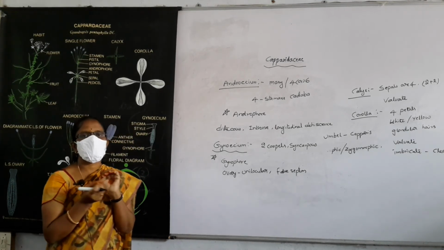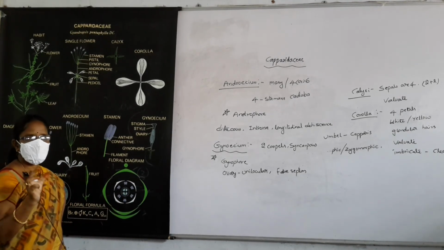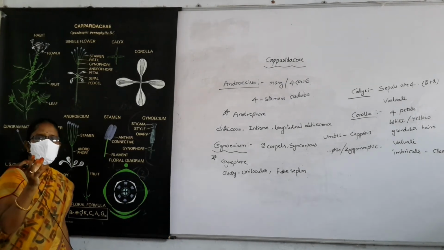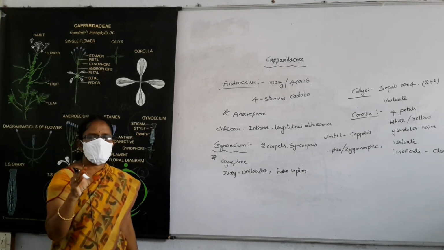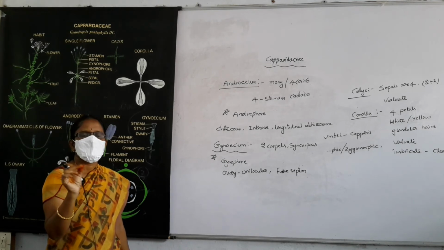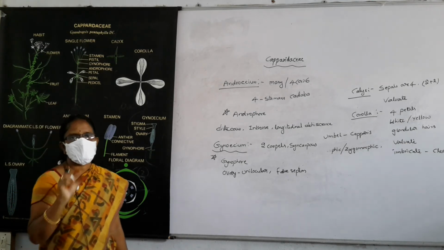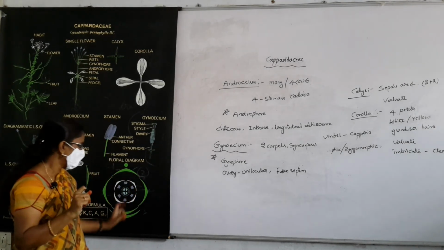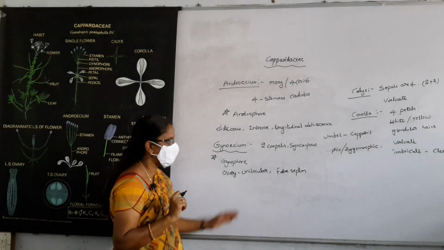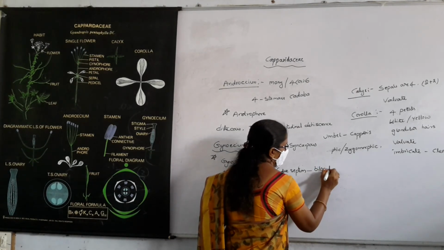It appears as if two locules are present. Actually only one locule. Uni means one, only one locule. Locule means a chamber. Only one chamber is present, unilocular. Sometimes the false septum is present in the ovary, and the ovary appears like a bilocular, like two chambers. Actually this is the unilocular ovary, and the false septum is present in the ovary. Sometimes this appears like a bilocular.